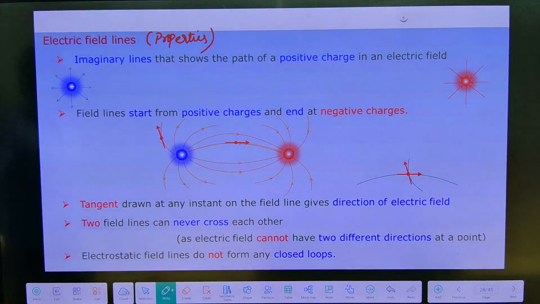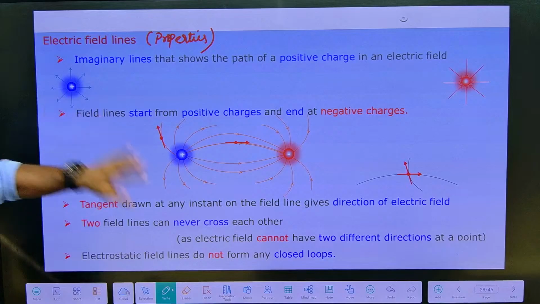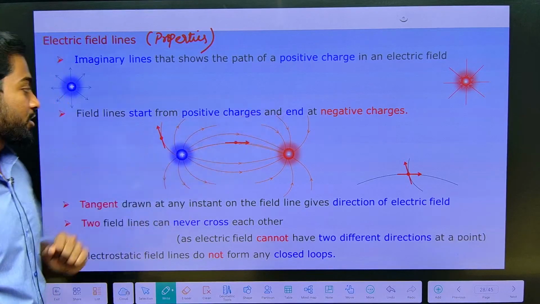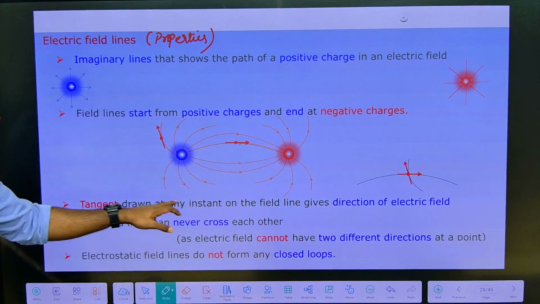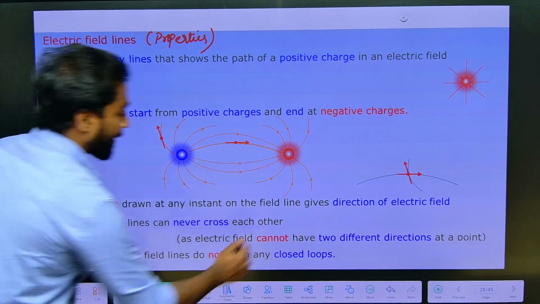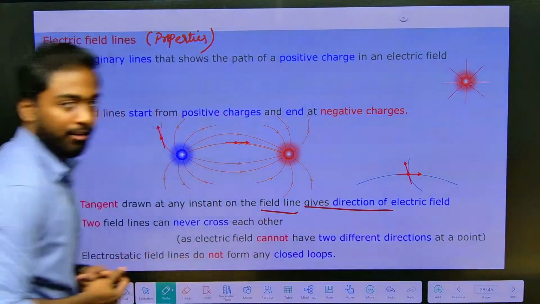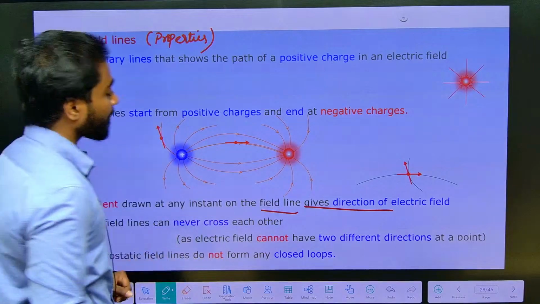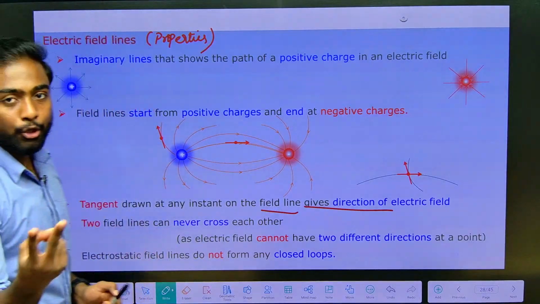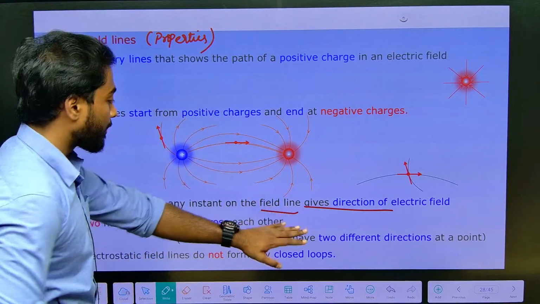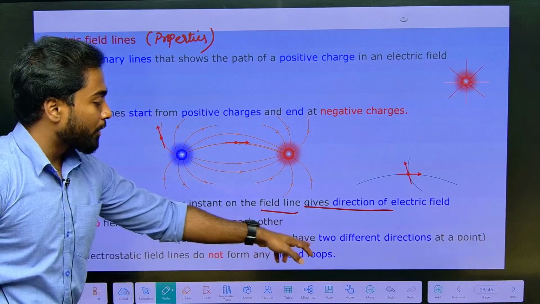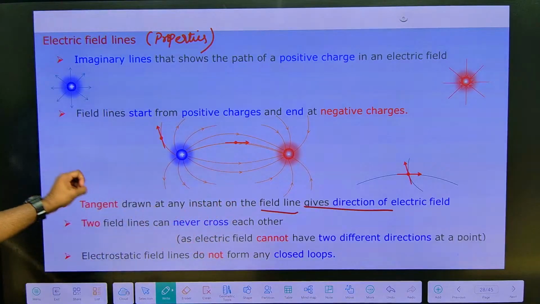An electric field line is an imaginary line that shows the path of a positive charge in an electric field. A field line starts from the positive charge and ends on the negative charge. A tangent drawn at any point of the field line gives the direction of the electric field. Two field lines can never intersect each other, because the electric field cannot have two different directions at a point; it has only one direction.